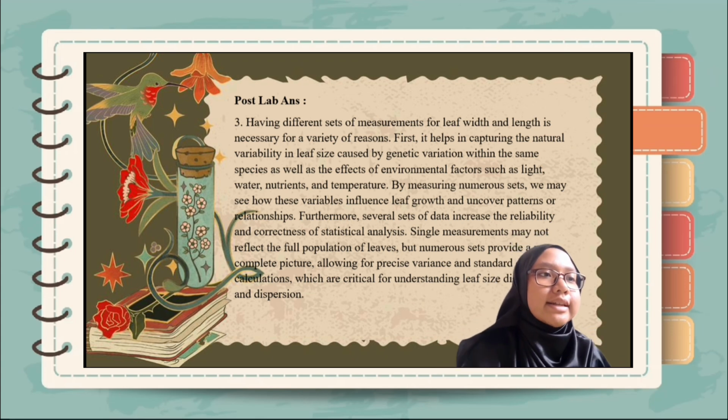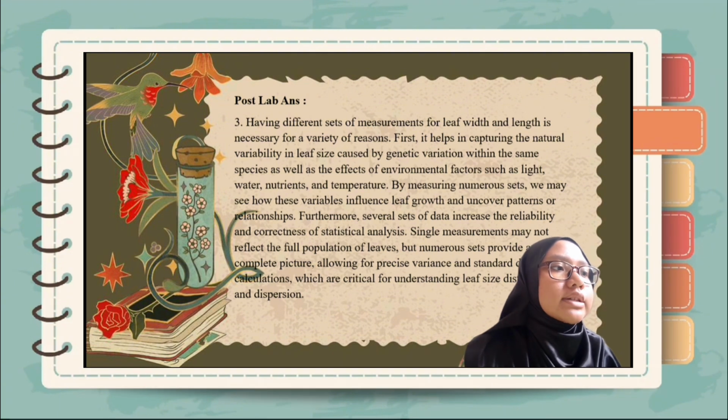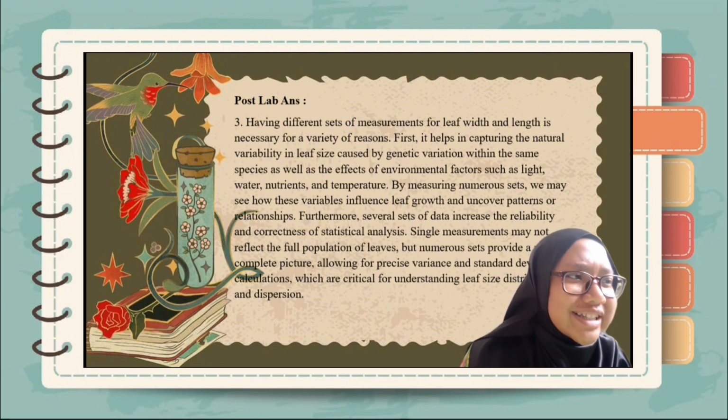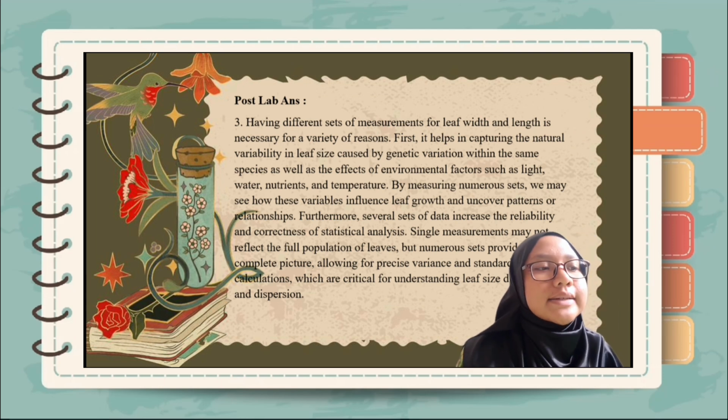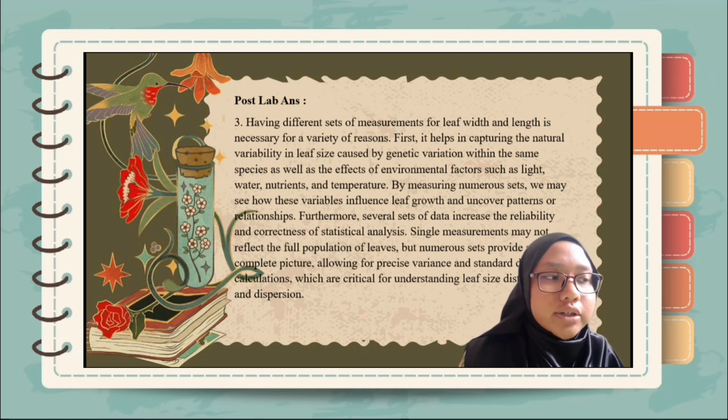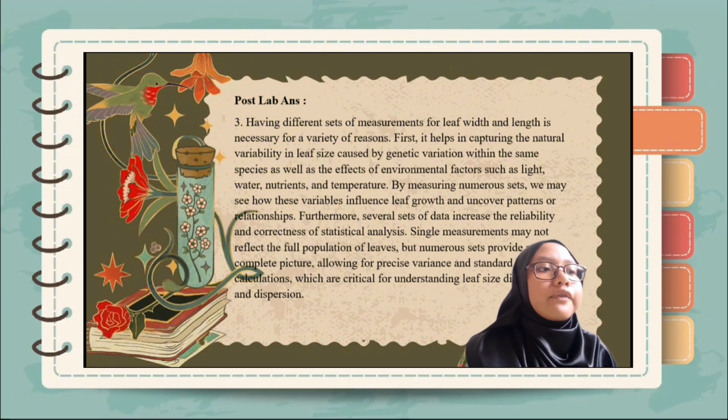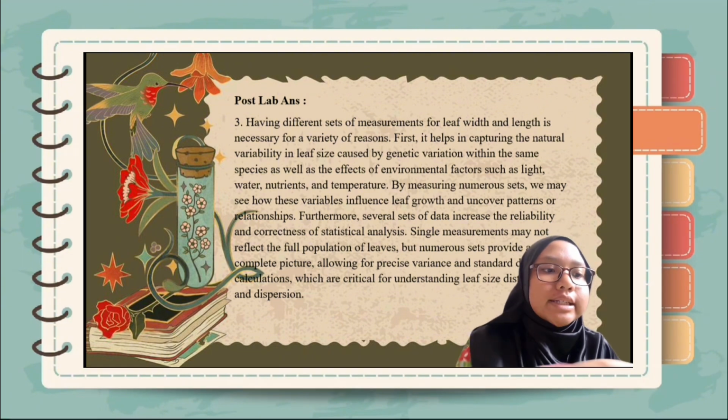By measuring numerous sets, we may see how these variables influence leaf growth and uncover patterns or relationships. Furthermore, several sets of data increase the reliability and correctness of statistical analysis. Single measurements may not reflect the full population of leaves, but numerous sets provide a more complete picture, allowing for precise variance and standard deviation calculation, which are critical for understanding leaf size distribution and dispersion.